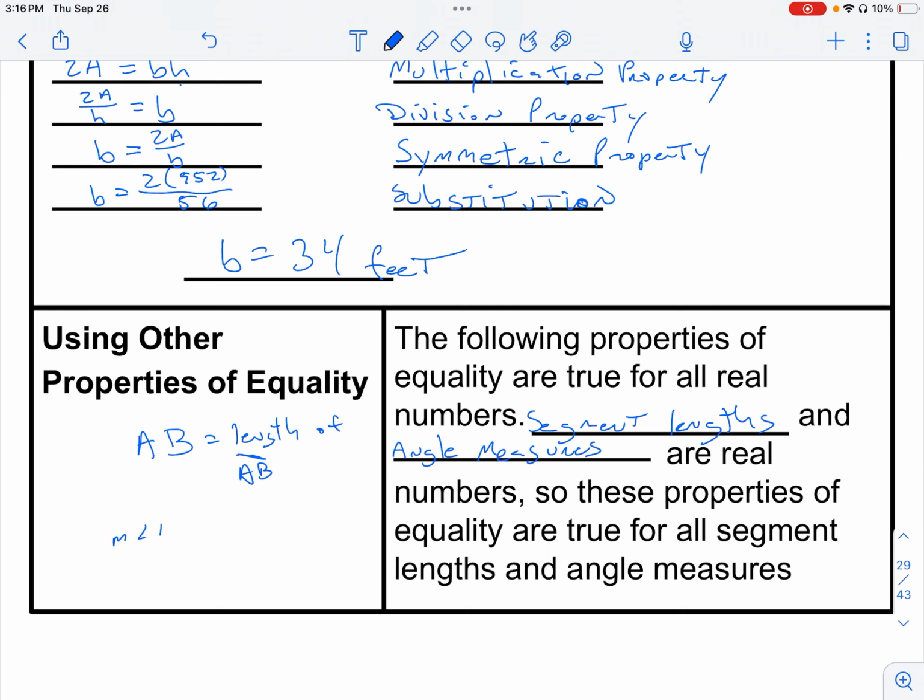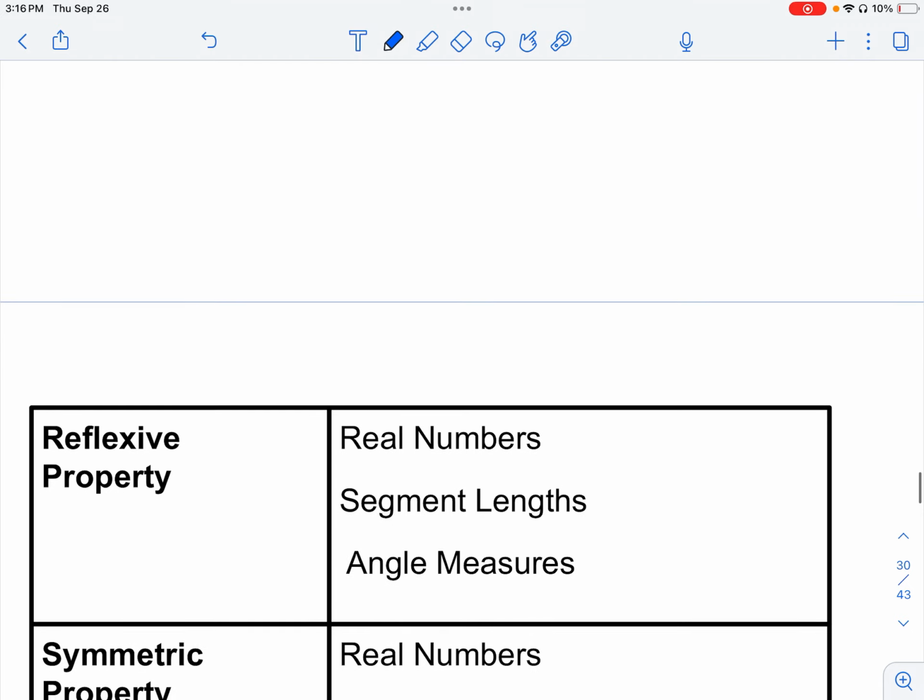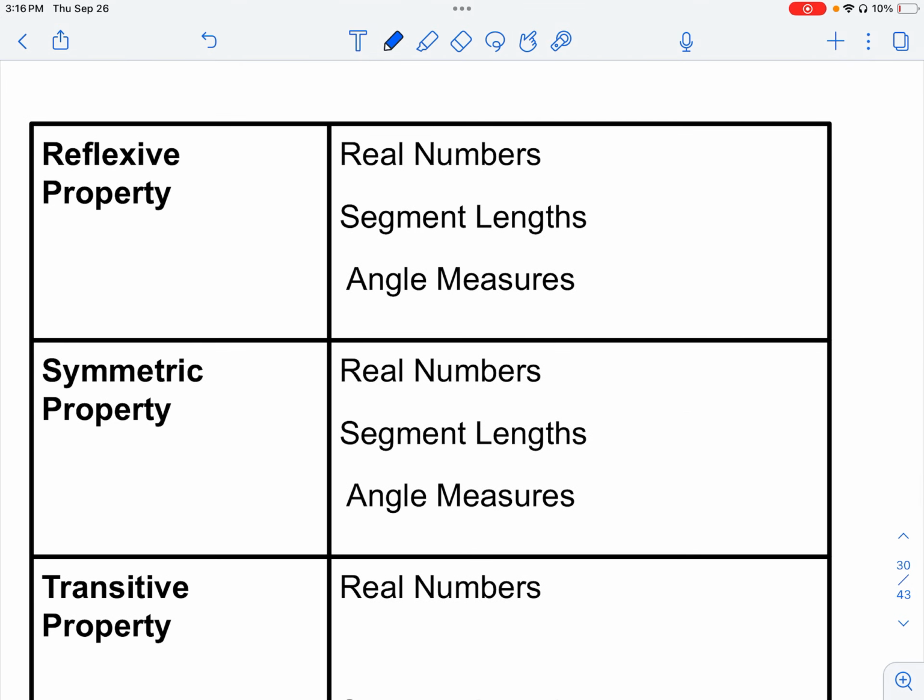If we have the measure of angle A, it is also going to be a number. So we get to treat it like a number. So here, when we're using our properties of equality, we get to apply them to segments as if they're numbers. Because if we're talking about lengths and measures, they are indeed numbers.